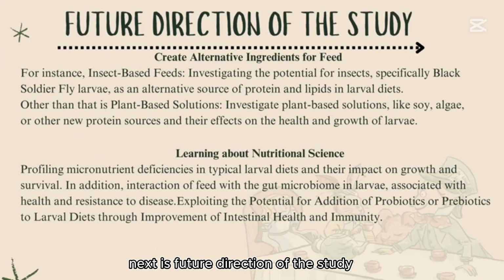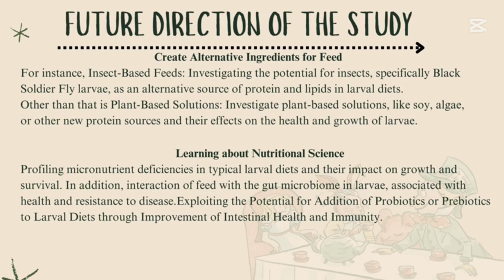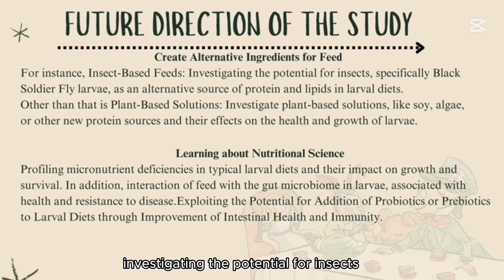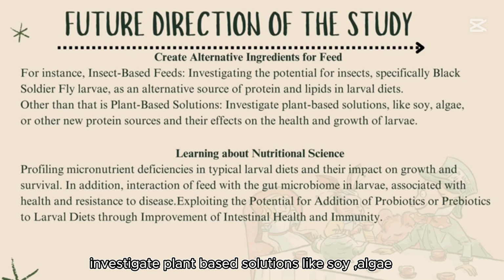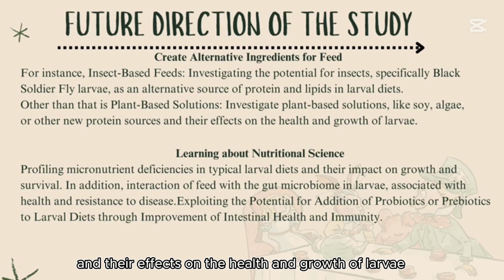Next is the future direction of the study. First of all, we can create alternative ingredients for feeds, such as insect-based feed, investigating the potential of insects, specifically black soldier fly larvae, as an alternative source of protein and lipids in larval diets. Other than that, there are plant-based solutions. Investigate plant-based solutions like soy, algae, or other new protein sources and their effects on the health and growth of larvae.